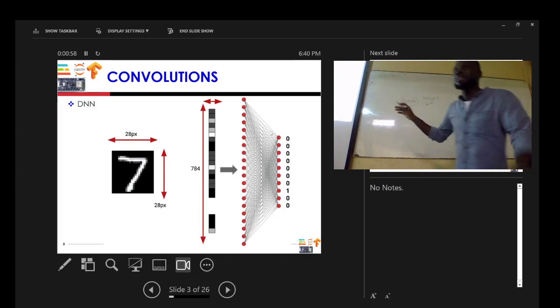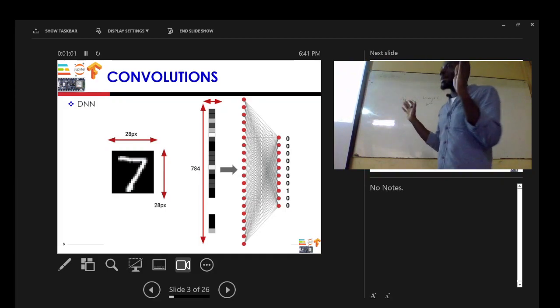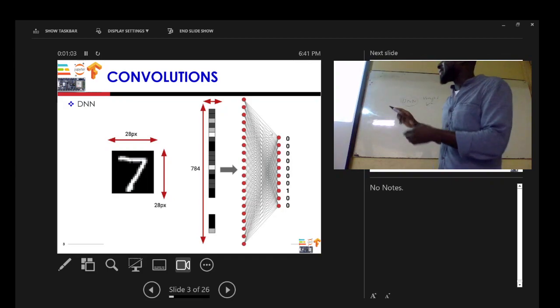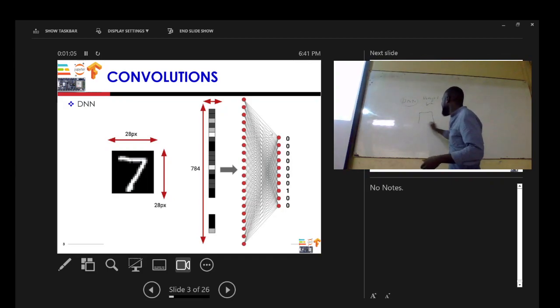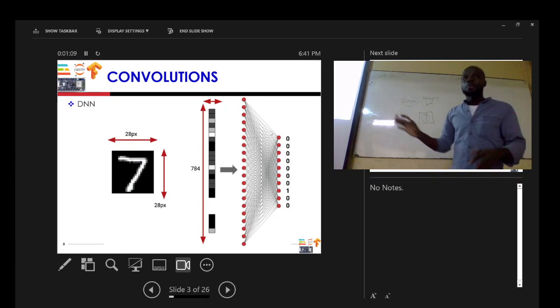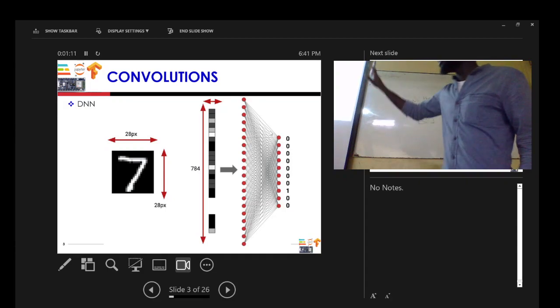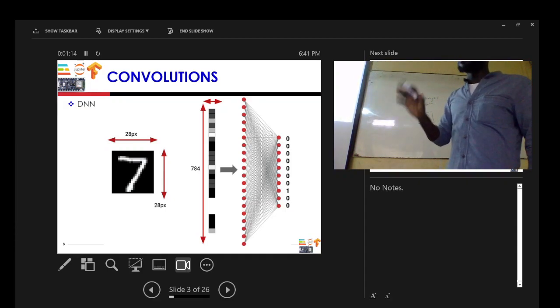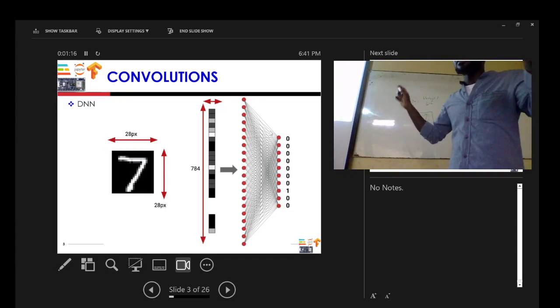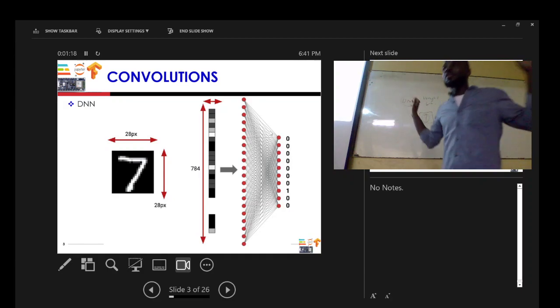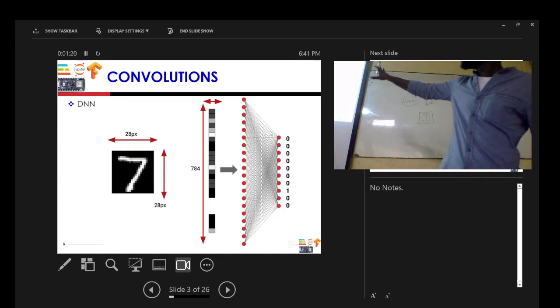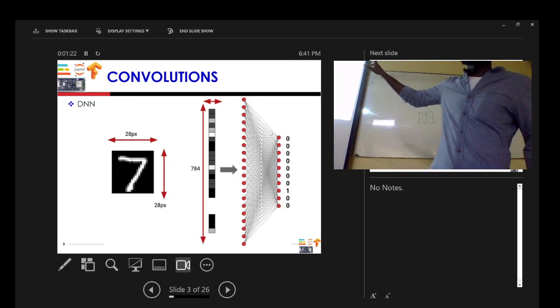If you take the MNIST data set, it's just a grayscale image with a number. Everything is dark with the number in the middle. That's all it does, right? This is a very simple image. Now, if you take a very complex image, like a colored image with some background and a lot of things happening, the dense neural network will fail miserably, right?